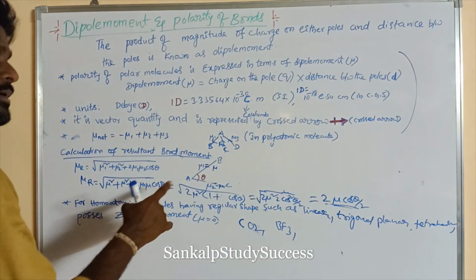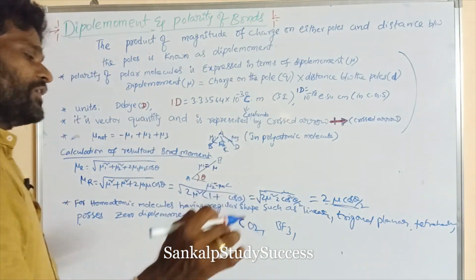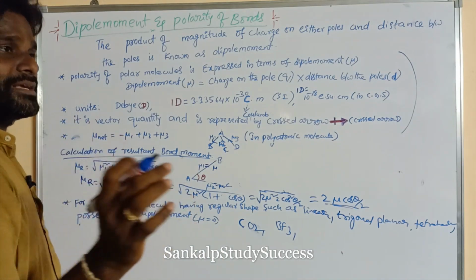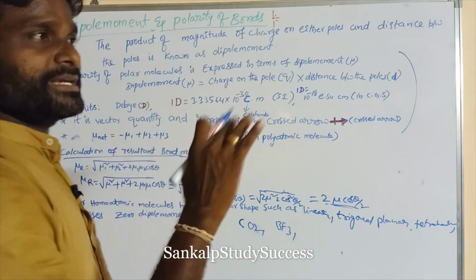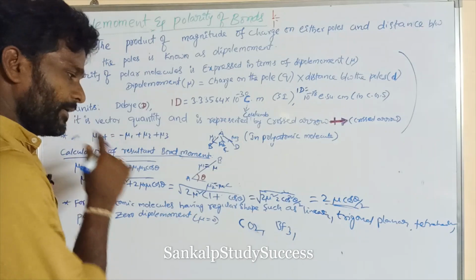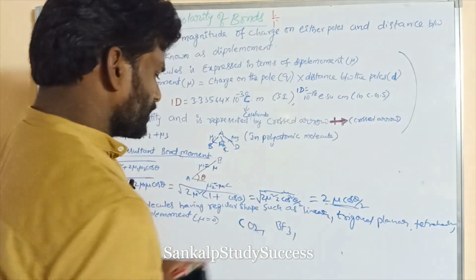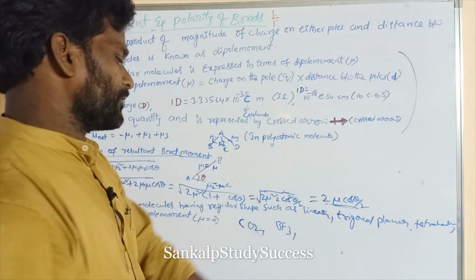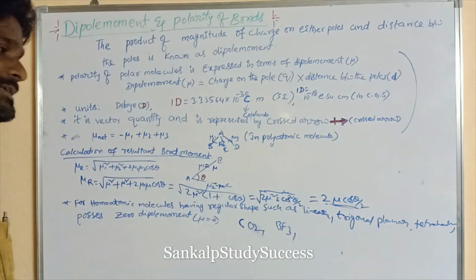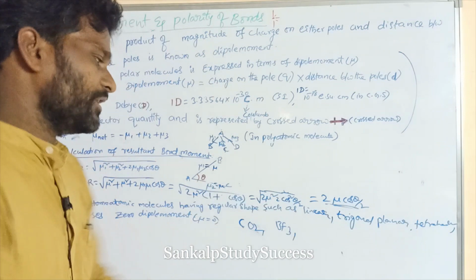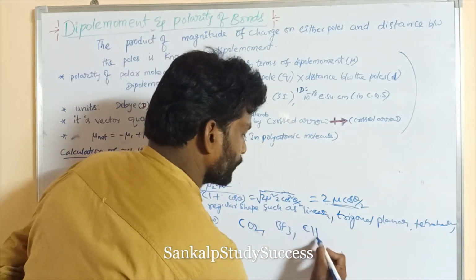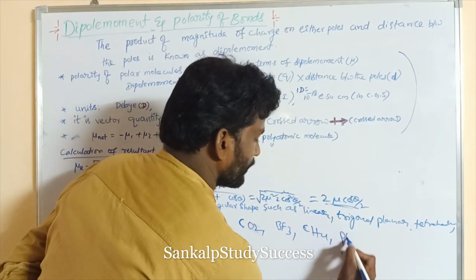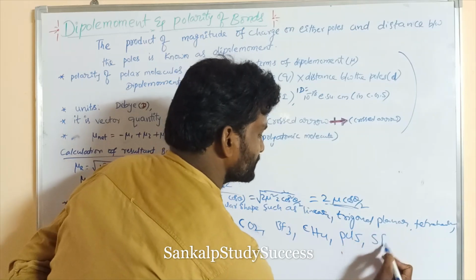Thus, that type of molecules are said to be homoatomic molecules that have symmetry. Symmetry means all atoms are present in one plane. These are CO2, BF3 or BCl3, and CH4, CCl4, PCl5, SF6. All these molecules, what are they? CH4, PCl5 and SF6.